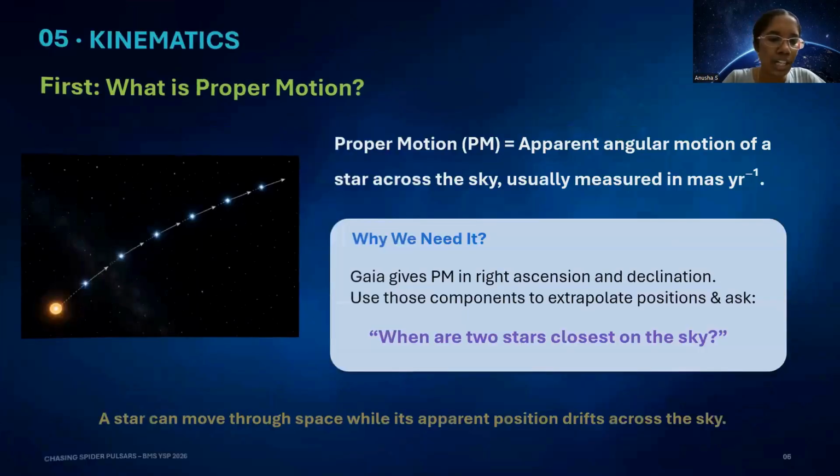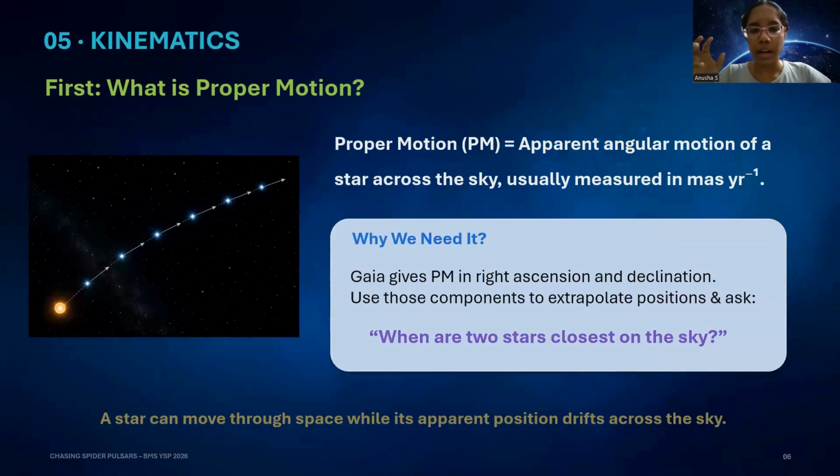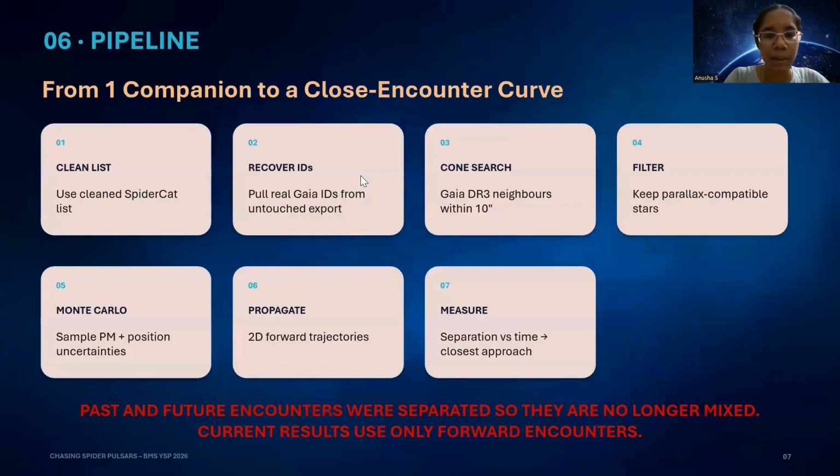So for that, the key quantity which we need is proper motion. Proper motion is the apparent angular motion of a star across the sky, usually measured in milliarcseconds per year. Gaia gives us the proper motion in two directions, right ascension and declination. By using these, we can extrapolate where a star will appear in the future and determine when two objects come closest to each other.